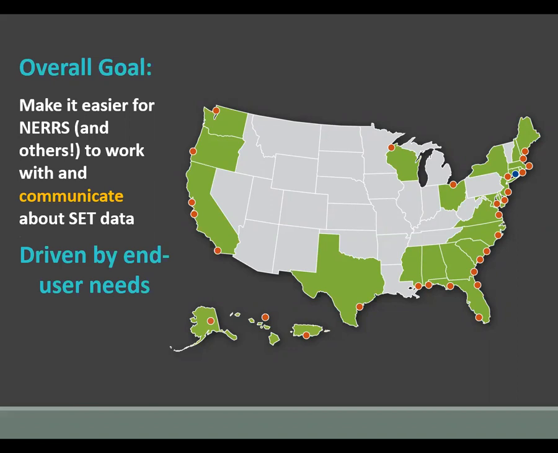If you're not with the NERRS, we're a network of 29 national estuarine research reserves all across the country. As of writing the proposal, 26 reserves had SETs installed, and 15 of them ended up contributing data to this project. The way that we were trying to make it easier to work with data was by developing some standardized data formatting and quality control and analysis tools. But the reason I think you're all here is we also wanted to help everyone communicate about this data too.